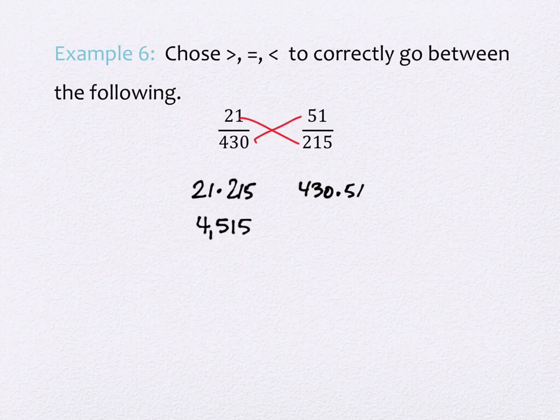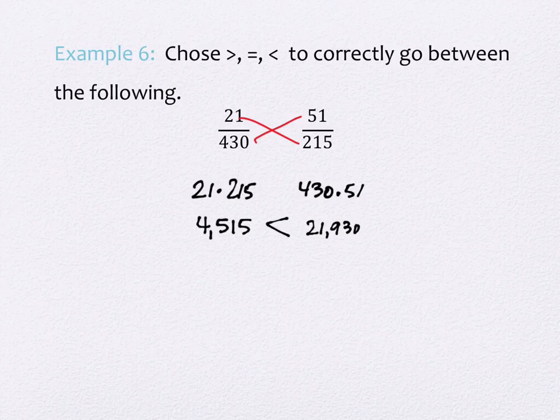Okay, thank you. And then what is 430 times 51? A lot larger is the correct answer. Does anybody have the actual value? 21,930. Yeah, a lot larger. So it goes like this. Remember, the direction of the inequality opens towards the larger value.